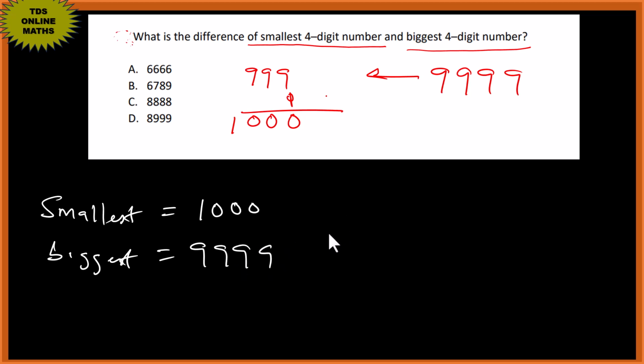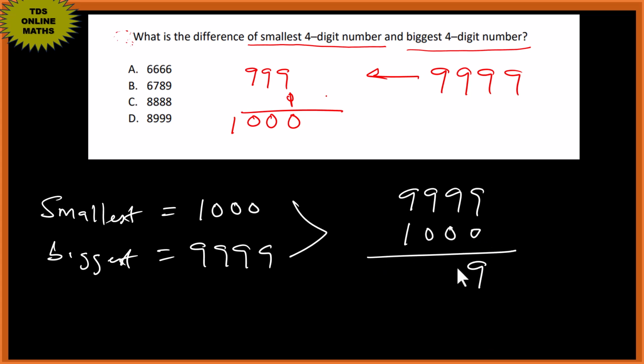The question says, what is the difference? So remember, the difference means that we have to subtract the two numbers here. So we need to subtract the smallest from the biggest. So we have 9999 minus 1000. So we have 8999. So the correct answer is D. Okay.